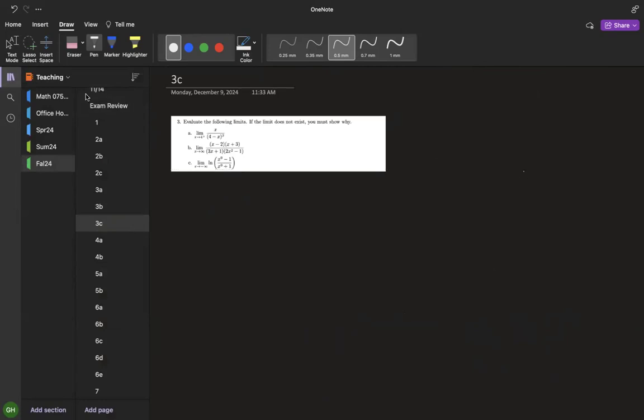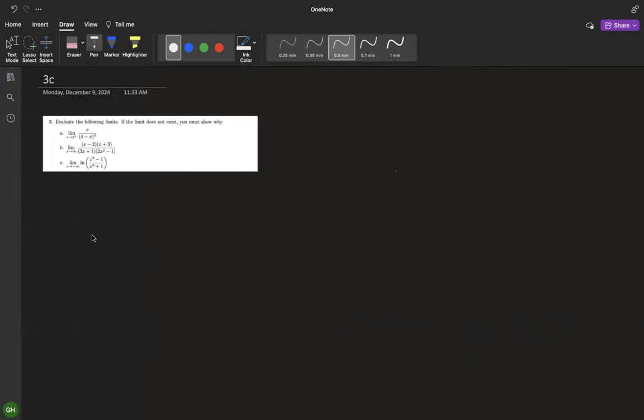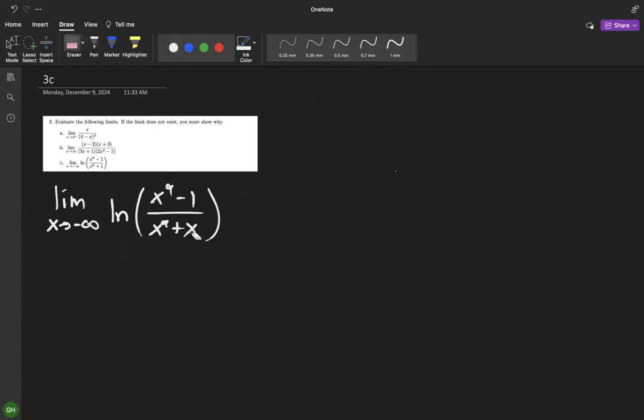All right, next up is another natural log one. The big idea for these natural log problems is to realize that since it's continuous, I could basically ignore it for the purpose of the limit. In other words, the limit as x goes to negative infinity of ln of x to the 9 minus 1 over x to the 9 plus 1. This is equal to the natural log of whatever this limit is.